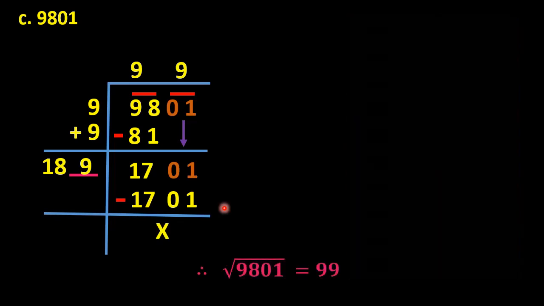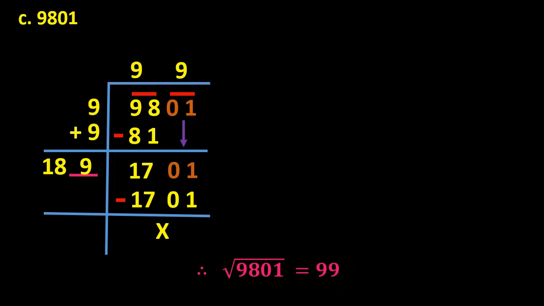Therefore, at last, we write the square root of 9801 equals 99. So this is the answer. In this way, we have to find the square root of a given number using the long division method.